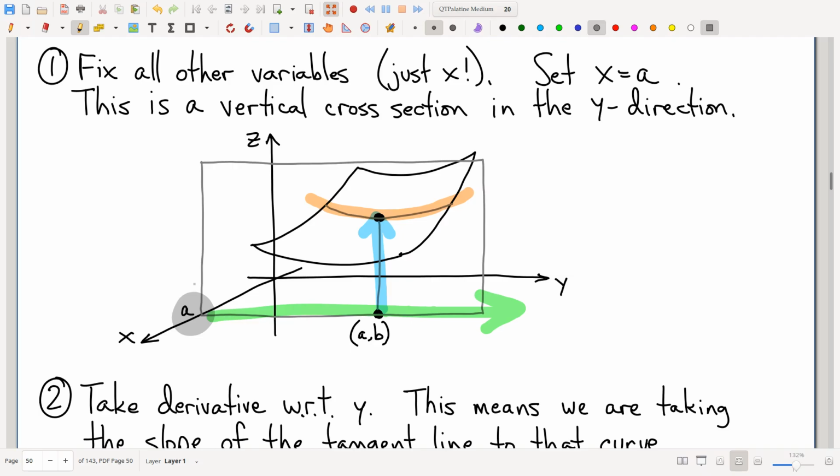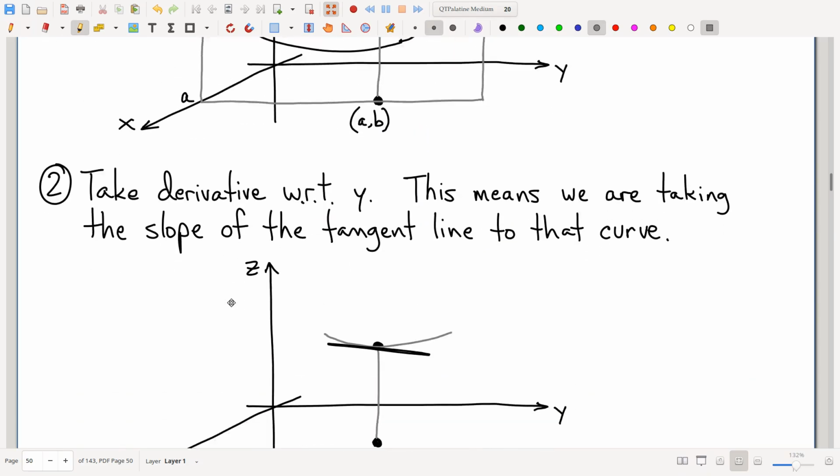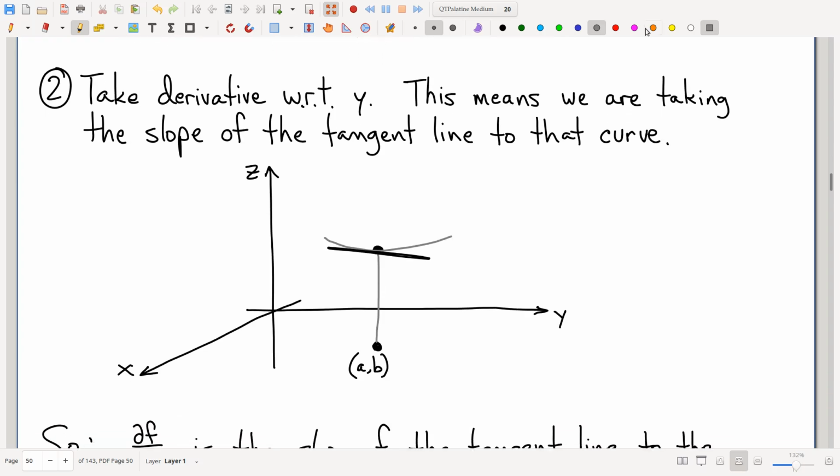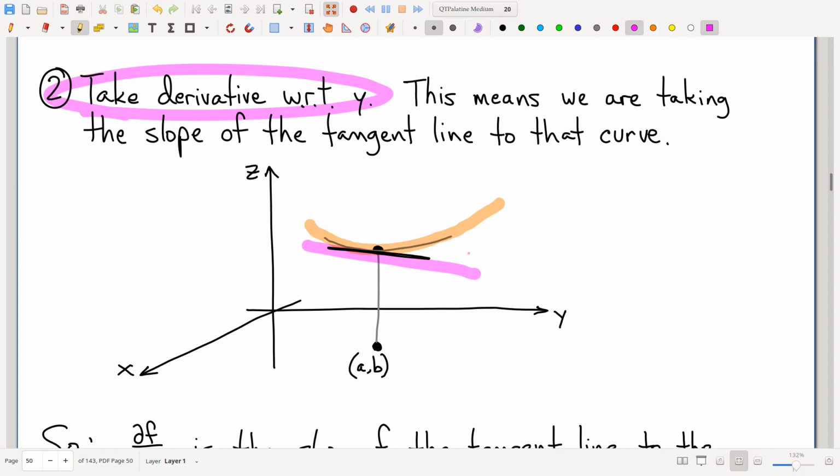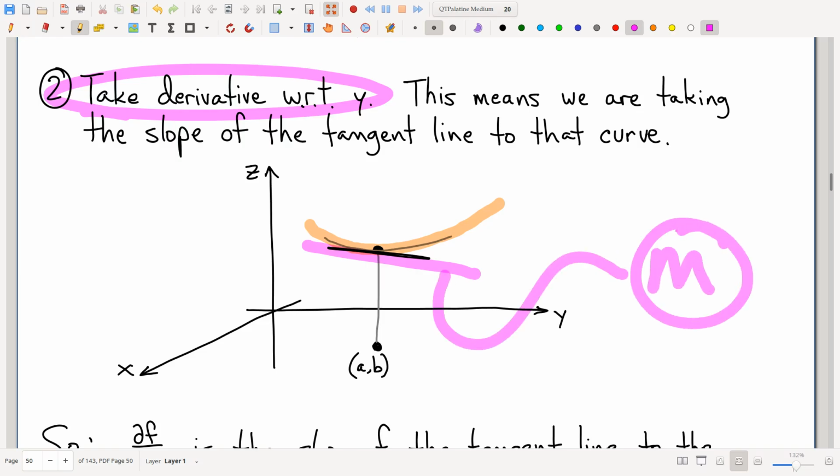And good news there, because we already know a lot about graphs of single variable functions. In particular, if you're looking at the graph of a single variable function, and you take the derivative, it gives you the slope of that tangent line. Again, something we already knew, right? That's a Calc 1 thing. Okay, so that's a nice punchline.